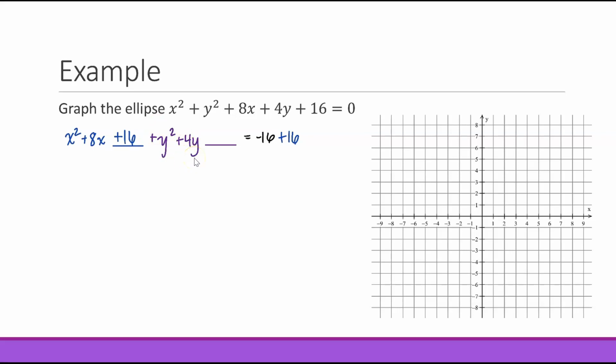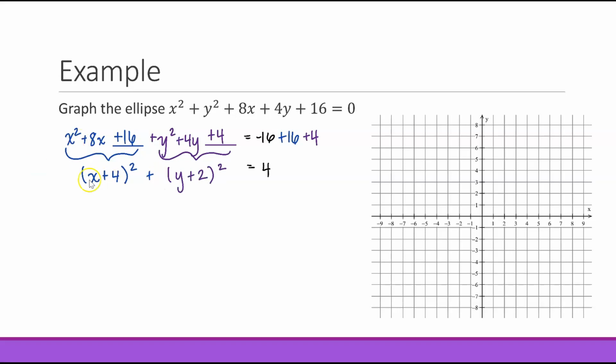2 squared is 4. So I'm going to add 4 to complete the square, and add 4 to the other side of the equation to balance things out. So now the right side of the equation is just 4, because 16 and negative 16 are going to cancel out. And the whole idea behind completing the square is that these trinomials are going to factor to perfect squares now. So this is going to be x plus 4 squared, and then plus the y variable trinomial is going to be y plus 2 squared.